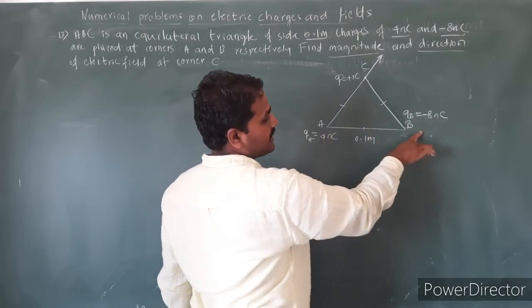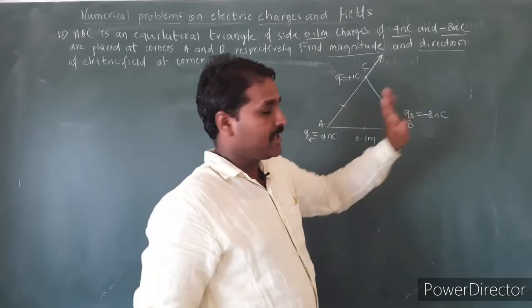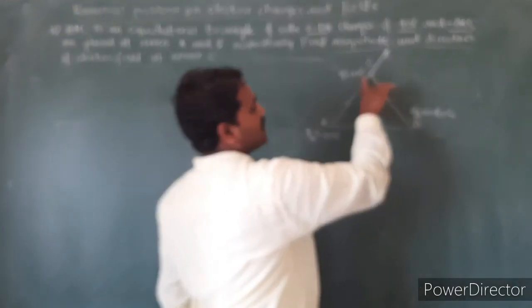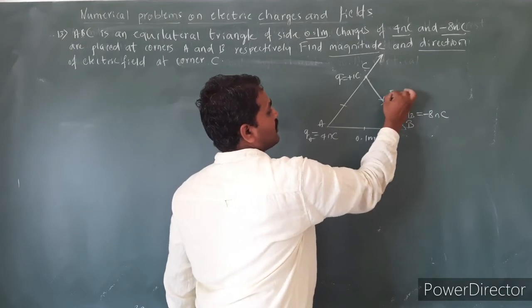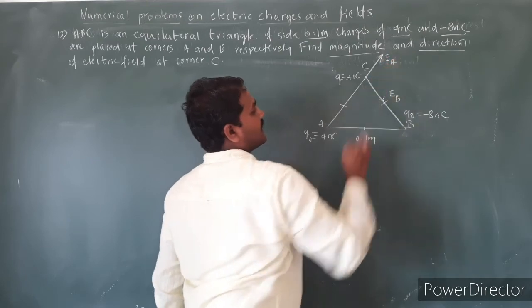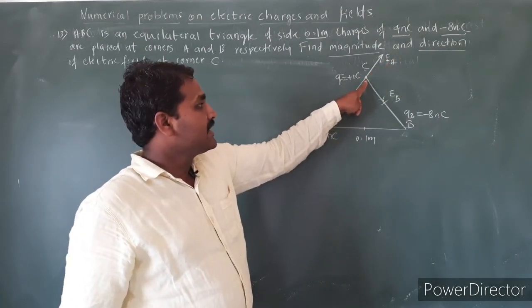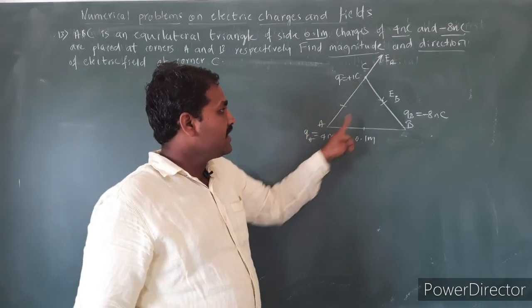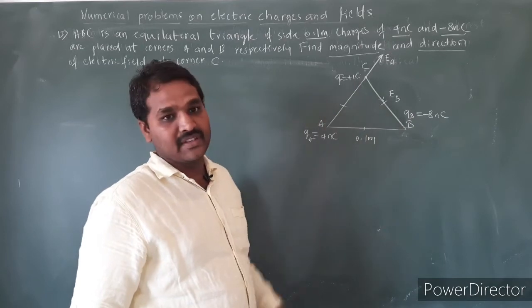Okay, similarly if I consider second source charge, that is QB is equal to minus 8 nanocoulomb here, this minus 8 nanocoulomb will attract the test charge towards point B. So this will be the direction of second electric field EB, and this I call the electric field EA. Electric field EA is electric field at point C because of charge A, and EB is electric field at point C because of charge B here.